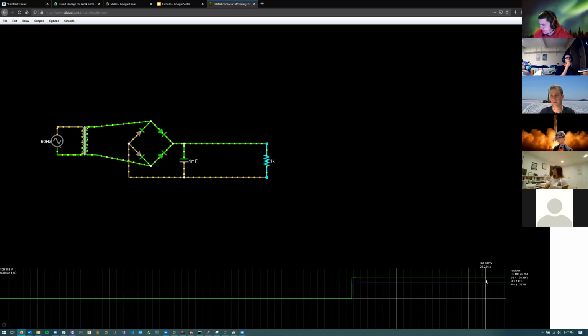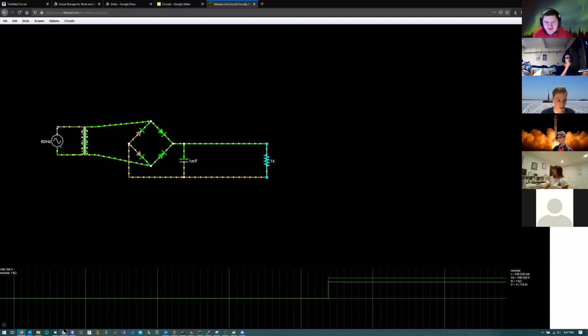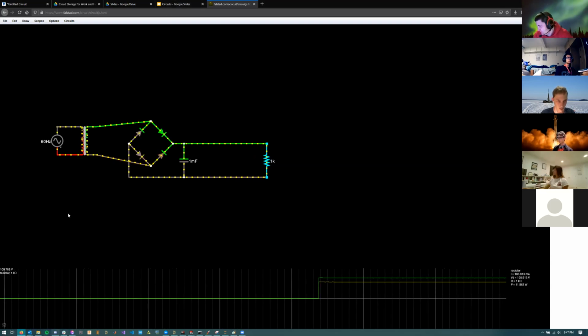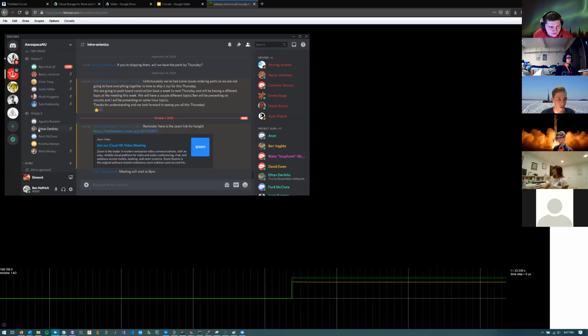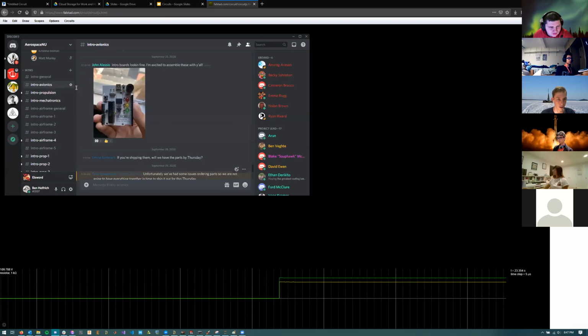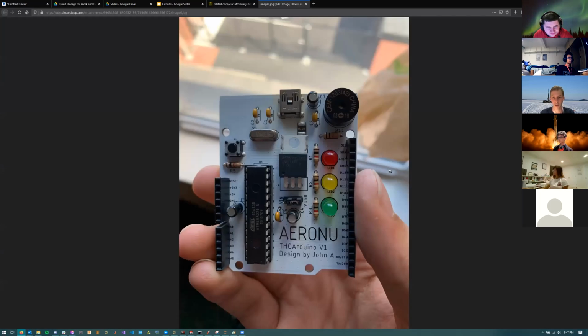Ben, can you pull up the picture of the Arduino board real quick? I just want to show them one of the capacitors we have on there. This is in Intro Avionics. All right, yeah. These capacitors here are 4.7 microfarads, and these are aluminum electrolytic capacitors.